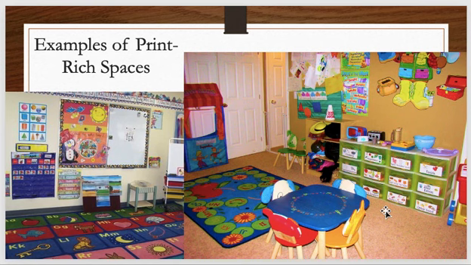If I look at the picture on the left, I can see that there's a weather bulletin board. I can see that there's a calendar. I can see that there's a daily schedule posted. All of those things are print rich because it's exposing the kids to words, numbers, days of the week, months of the year, what the weather is actually like outside. I can also see that they have a poster of different shapes like a sphere, a cone, a cube. All of that is going to be print rich.